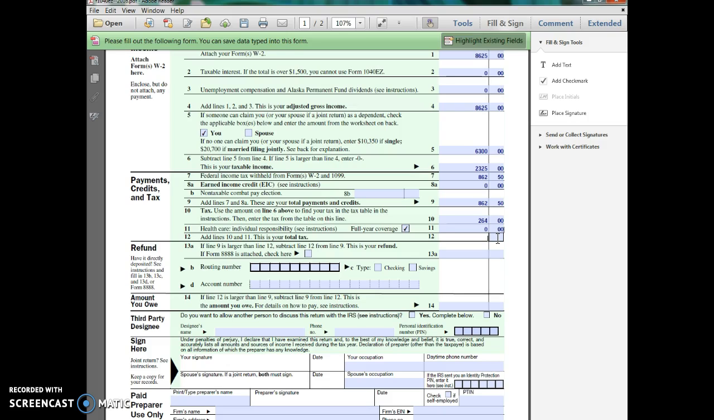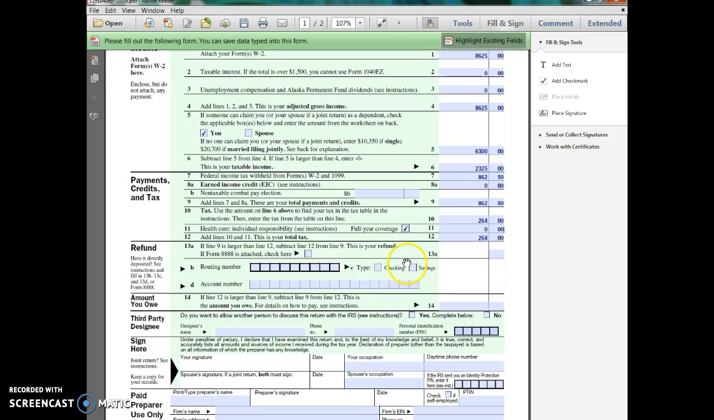All right, add lines 10 and 11. That's your total tax. If line 9 is larger than 12, it is. Take a look at that. Ooh, we're going to get some good news. What does the rest say? Subtract. And then what do we have in bold print? Refund. Yay.